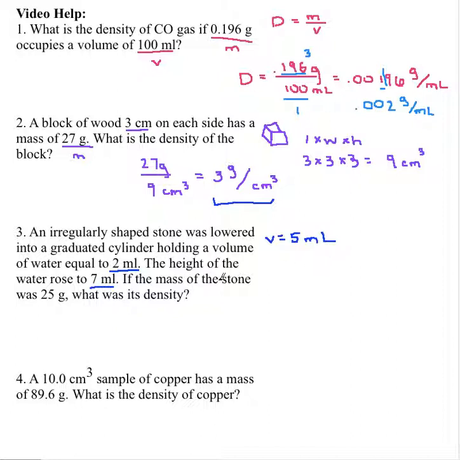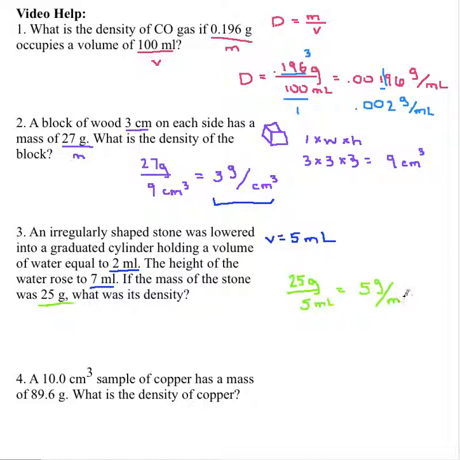So that's what we did in the lab. Now, I know that the mass of the stone is 25 grams, so all I have to do now for density is 25 grams divided by 5 mils, and that will give me 5 grams per mil.